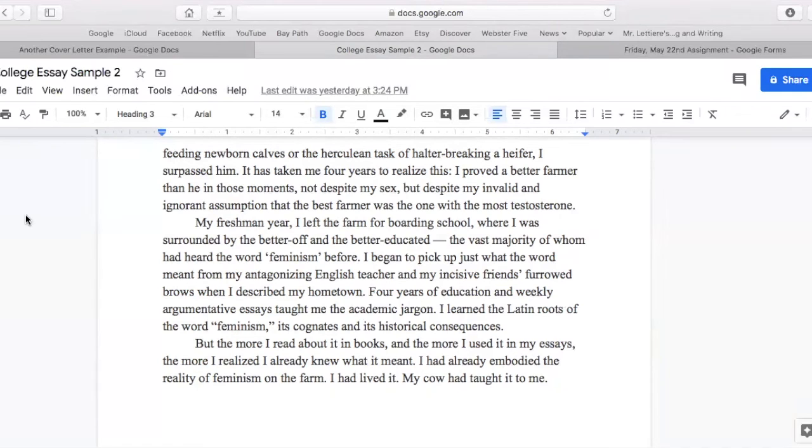But the more I read about it in books, the more I used it in my essays, the more I realized I already knew what it meant. I had already embodied the reality of feminism on the farm. I had lived it. My cow taught it to me.